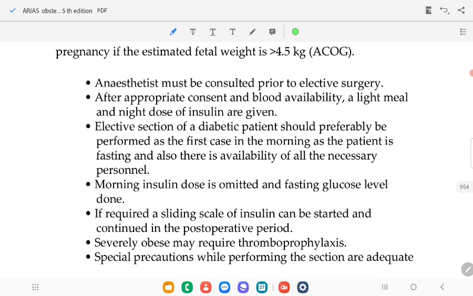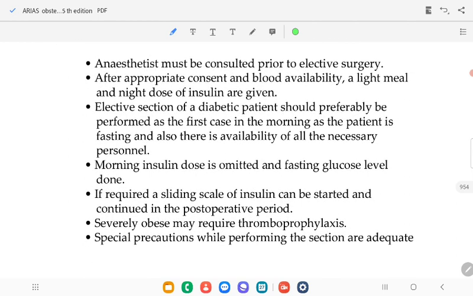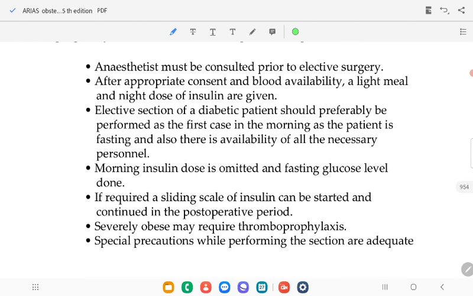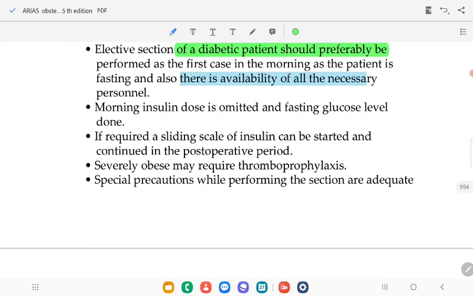After appropriate consent, blood availability, a light meal, and the night dose of insulin are given. Elective cesarean sections in diabetic mothers should preferably be performed as the first case in the morning, as the patient is fasting and there is availability of all necessary personnel. The morning insulin dose should be omitted and fasting glucose should be done. If required, a sliding scale of insulin can be started.